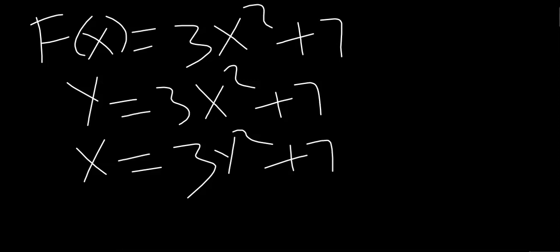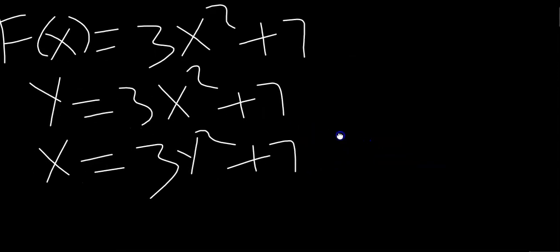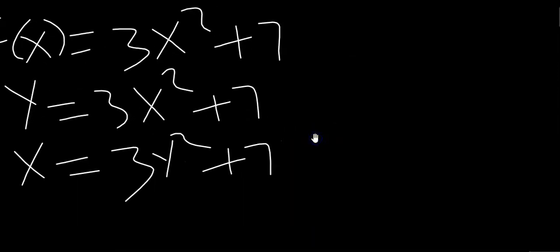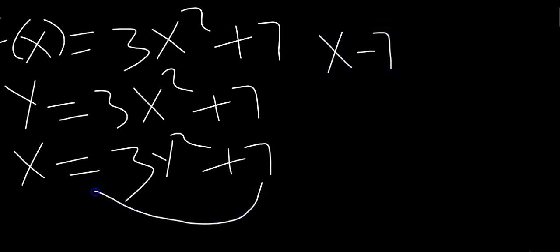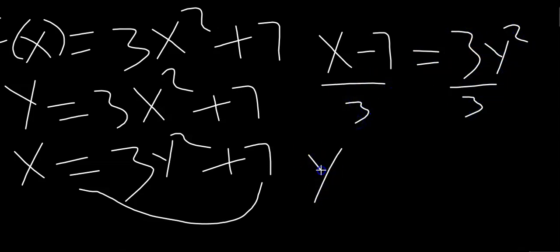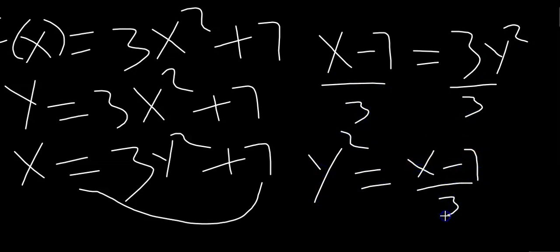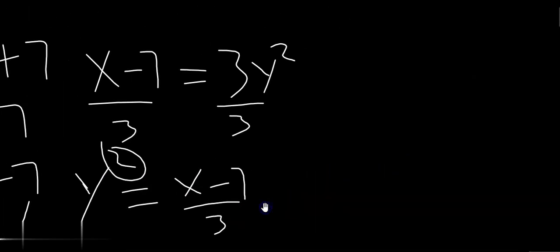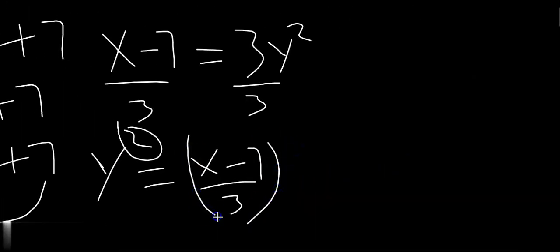I'm running out of space, so for that reason, let me do it over here. So we got x minus 7. When I move the 7, I get x minus 7 equals 3y raised to 2. And then over 3 and over 3, and then my answer will be y raised to 2 equals x minus 7 over 3. But I'm not done yet because I got an exponent over here. So I gotta get rid of this exponent. How am I gonna do that? I can raise both sides to the power of 1 over 2.